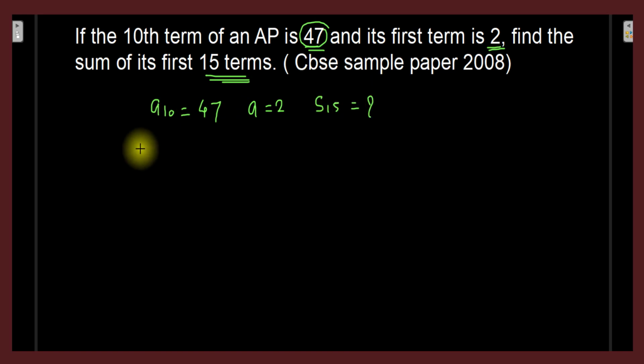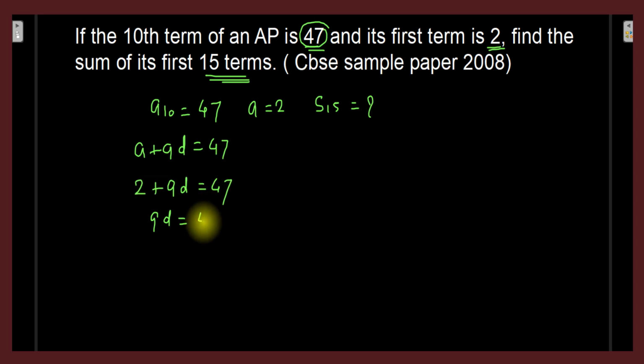So A10 is equal to 47, that is a plus 9d, which is equal to 47. We know the value of a as 2, so put the value of a as 2 here, so it will be 2 plus 9d, which is equal to 47. Now take 2 to the other side, so 9d is equal to 47 minus 2, that will be 45. And so d will be equal to 5, since 9 5s are 45. So highlight this first value, that is d is equal to 5.